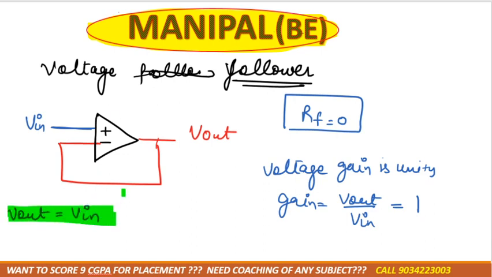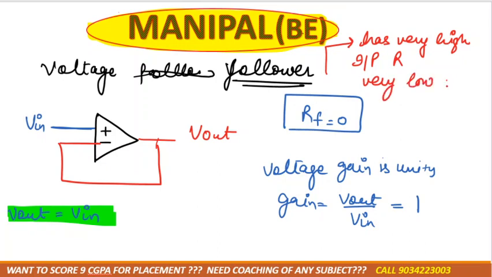So what is special about the voltage follower? Sometimes they'll ask you in an MCQ based question that it has very high input resistance and very low output resistance.